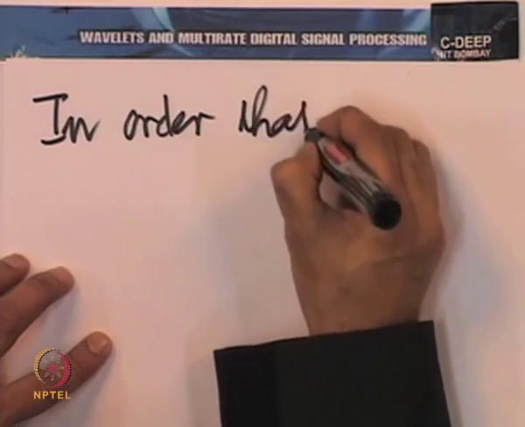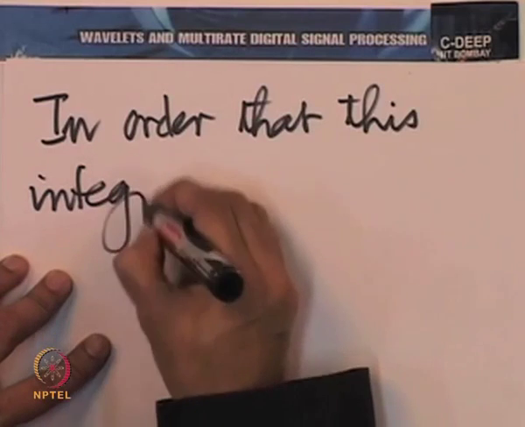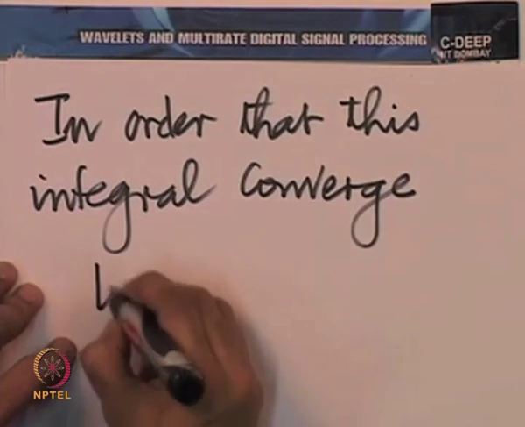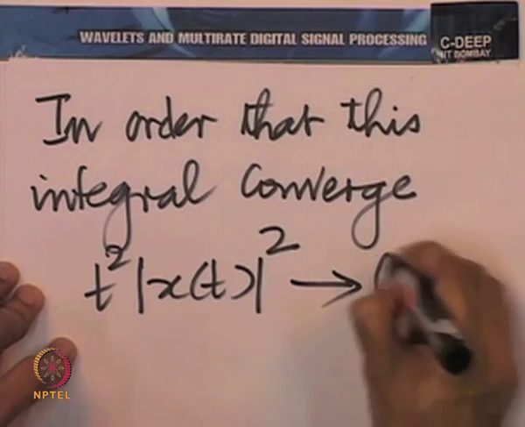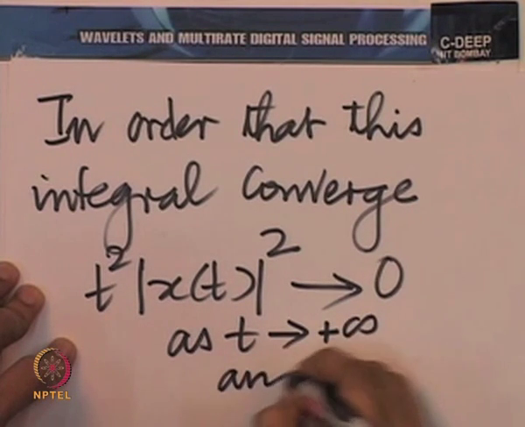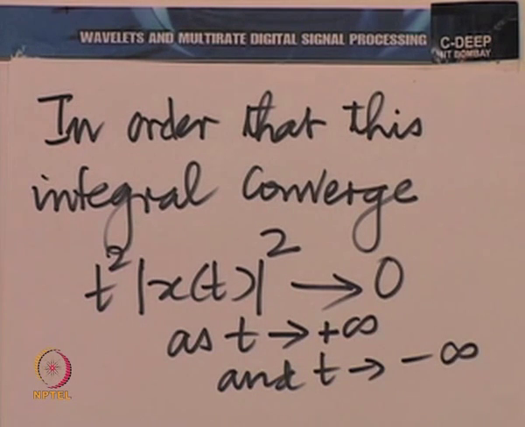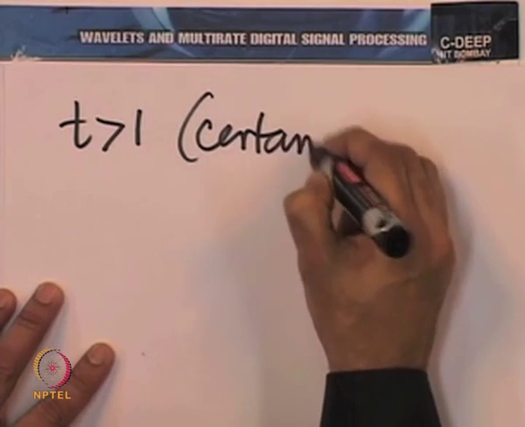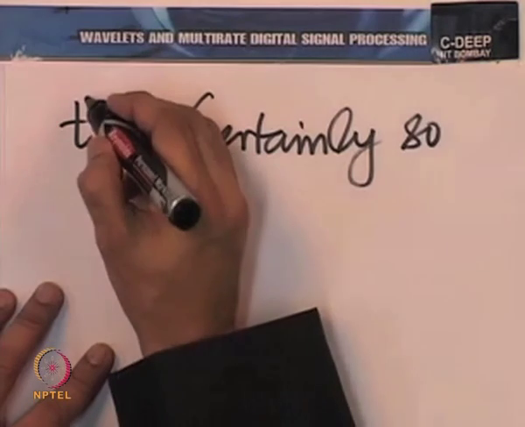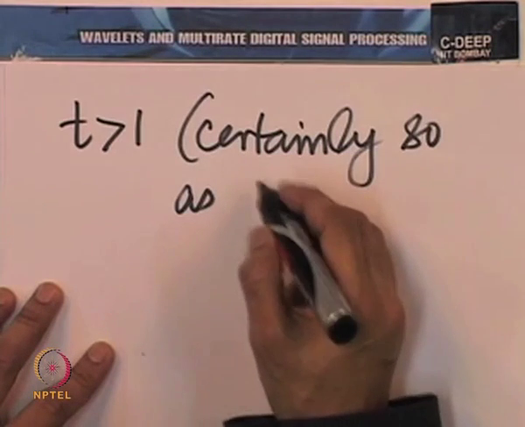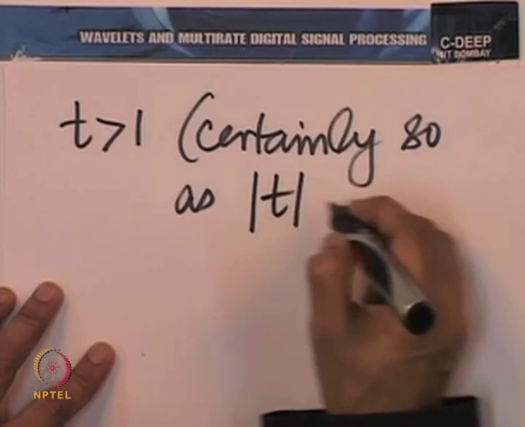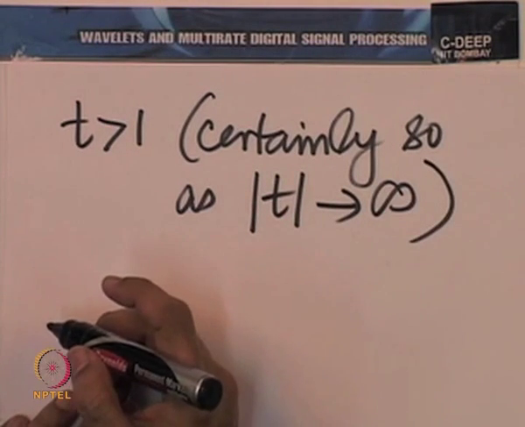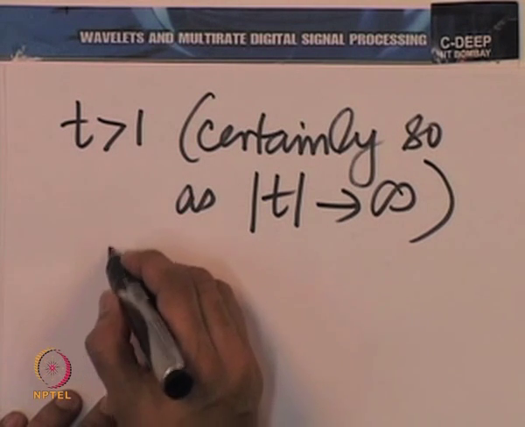In order that this integral converge, t squared mod x t squared tends to 0 as t tends to plus infinity and t tends to minus infinity. Now, it is also true that for t greater than 1, and of course, as t tends to infinity, t is definitely going to be greater than 1. So, for t greater than 1, and I am talking about t squared actually or mod t, certainly so as mod t tends to infinity, t tends to plus infinity or minus infinity, you must have t squared greater than t.